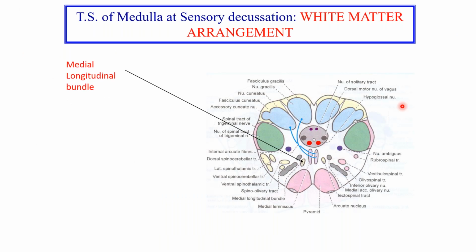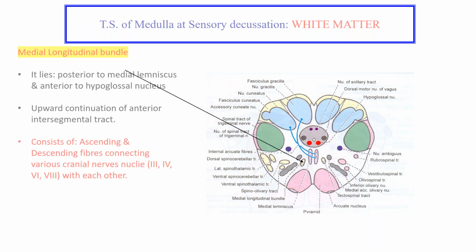Now we come to the white matter arrangement, the medial longitudinal bundle, which is the bundle lying posterior to the medial lemniscus. This is the thing that you have to draw, the medial longitudinal bundle, which is the upward continuation of the anterior intersegmental tract. It consists of ascending and descending fibers which connect various cranial nerve nuclei, like third, fourth, fifth, sixth and eighth, with each other. So this is the medial longitudinal bundle.